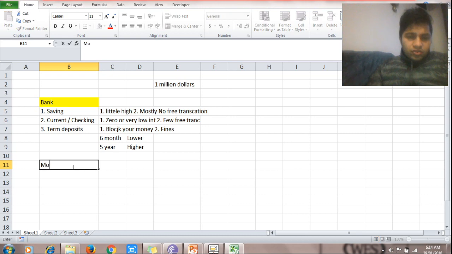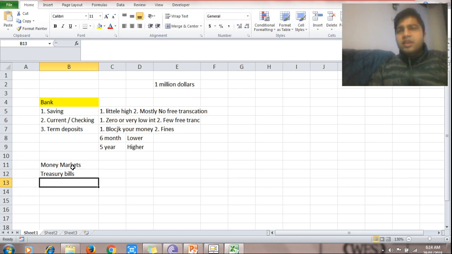The second option is to invest your money in money markets, majorly treasury bills. So what are money markets? Money markets are short-term instruments used by issuers to raise capital for a very short duration. For example, a treasury bill enables a government to raise capital for a short duration from investors.